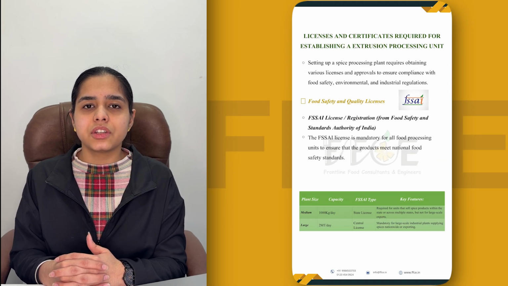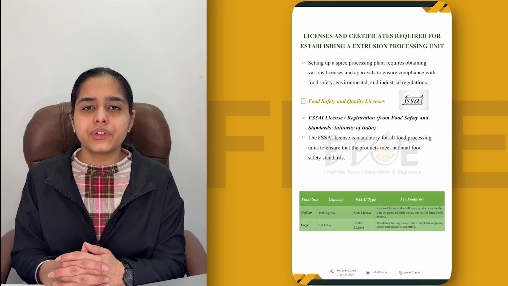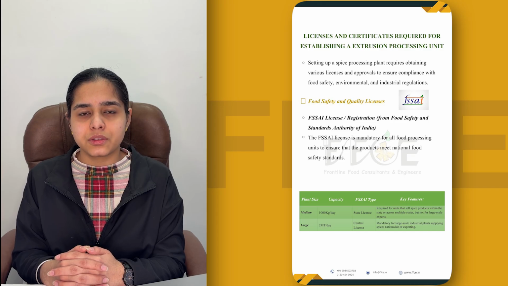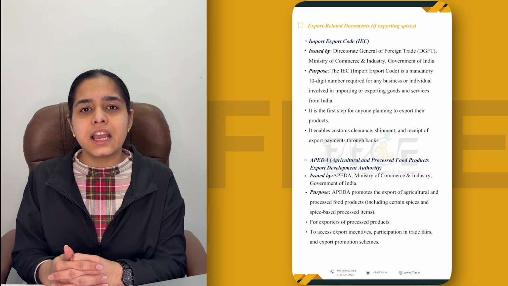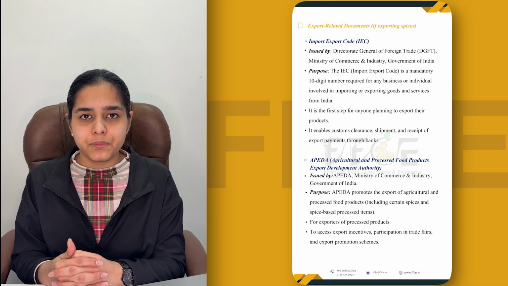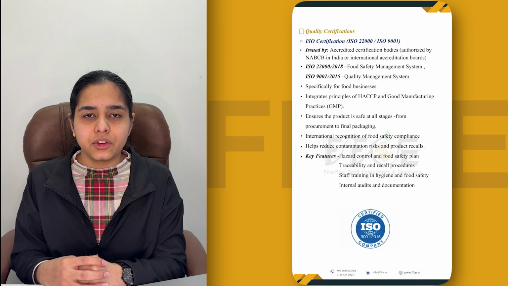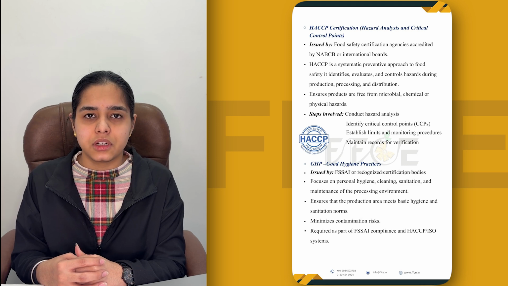Licenses and certification requirements to legally operate a plant. First, you will require an FSSAI license. A state license is offered for production capacities below 2 metric ton per day. For production capacities above 2 metric ton per day and for export, you will need a central license. If you're going for export, you will also need an IEC certificate and a PIDA certificate, which are offered by DGFT. Other quality certifications that you can have are ISO 22000, ISO 9001, GMP, GHP, and HACCP certificates.